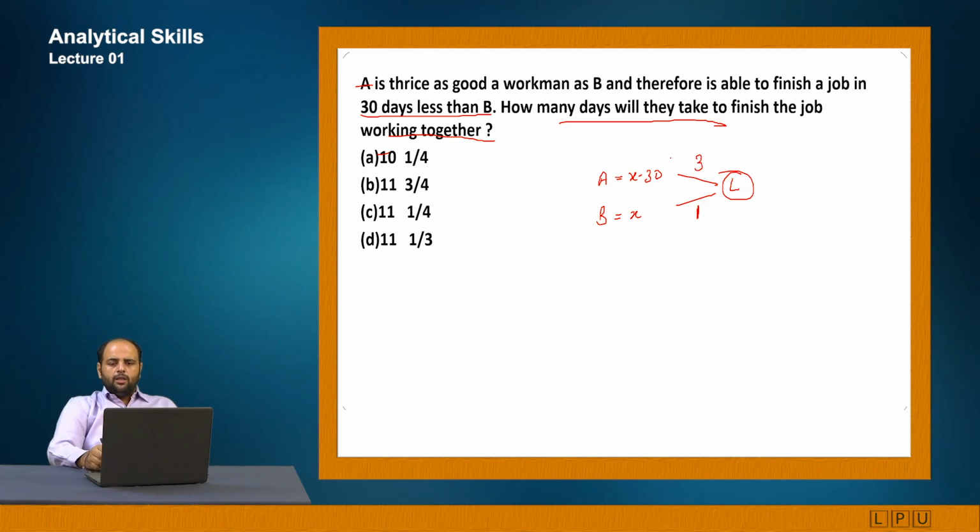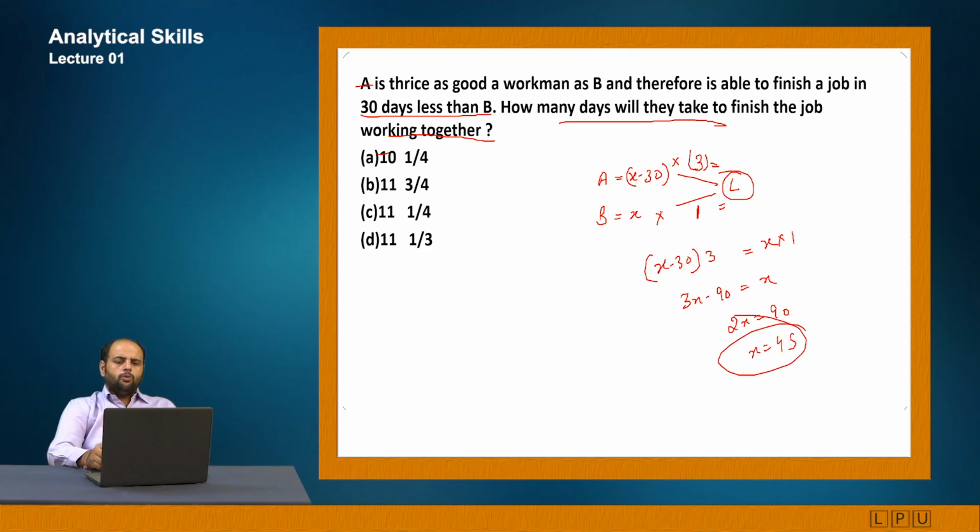As we know, the multiplication of these two values should be equal to this. So, just put down the values. X minus 30 into 3 should be equal to X into 1. Now put down 3X minus 90 equal to X. So, 2X is equal to 90 and X will be equal to 45.